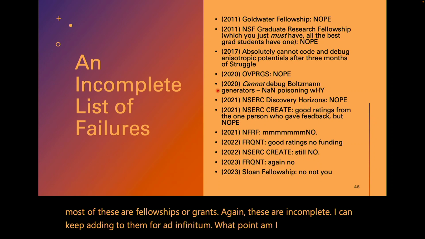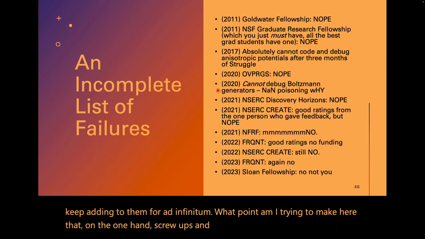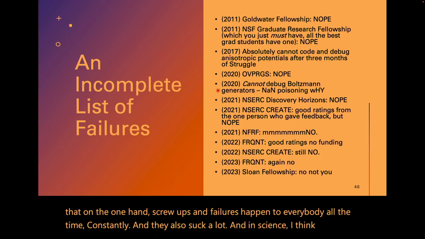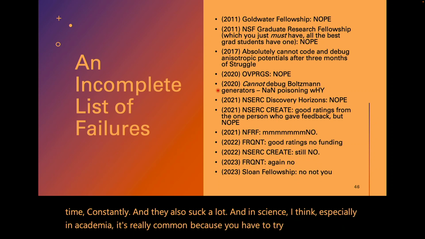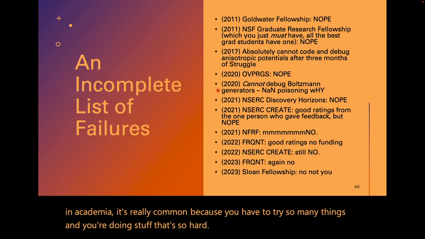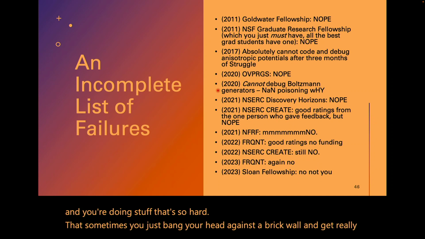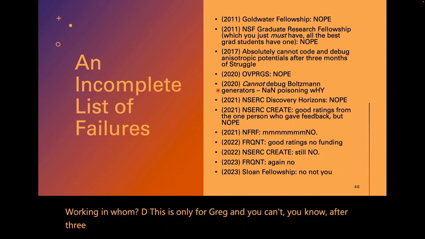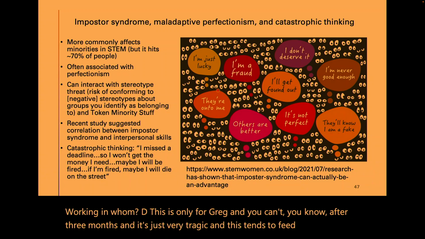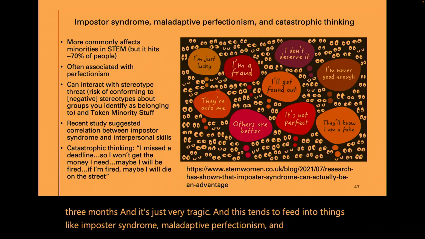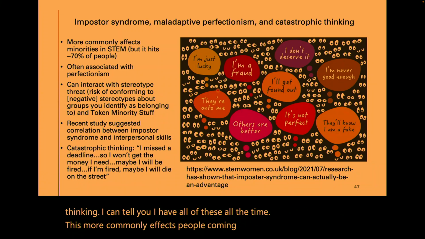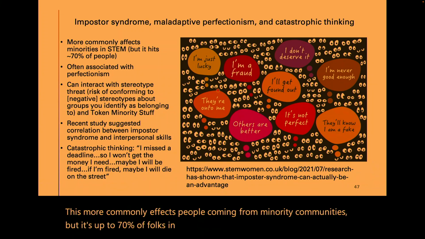What point am I trying to make here? That on the one hand, screw-ups and failures happen to everybody all the time, constantly, and they also suck. A lot. And in science, I think, especially in academia, it's really common because you have to try so many things and you're doing stuff that's so hard that sometimes you just bang your head against a brick wall and get really, really sad because you really wanted to get an anisotropic potential working in HOOMD. This is only for Greg. And you can't, after 3 months, and it's just very tragic. And this tends to feed into things like imposter syndrome, maladaptive perfectionism, and catastrophic thinking. I can tell you I have all of these all the time. This more commonly affects people coming from minority communities, but it's up to 70% of folks in STEM, so I think it's very surprisingly common how much this affects people.